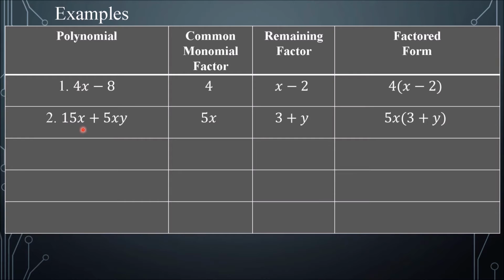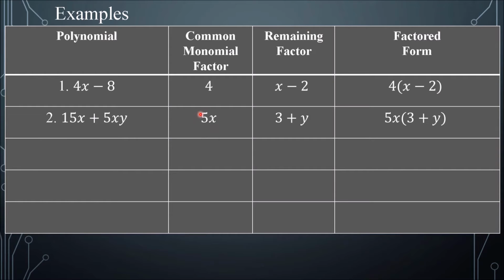Next, we have 15x plus 5xy. Now we need to find the common monomial factor of the two terms, this one and this one. Now as you can see, this term has 5x. 5xy has 5x. So the common monomial factor of this expression is 5x.